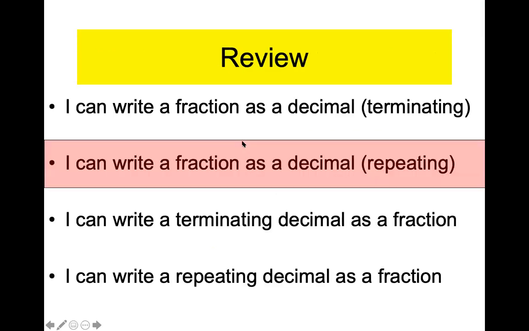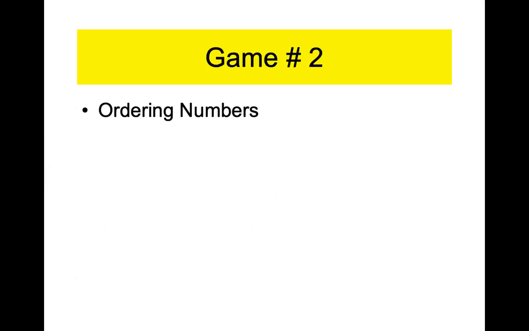Okay, we got two things left. We're making good progress here. Two things left. All right, the second game that we're going to play is, okay, this one is not as much fun as the first one. I'm going to give you a mixture of decimals and fractions, positive and negative. And they're going to ask you to put them in order from least to greatest.